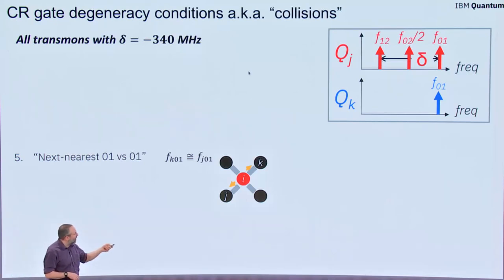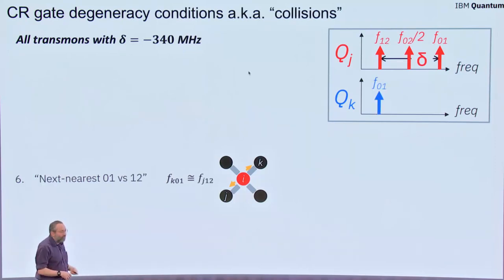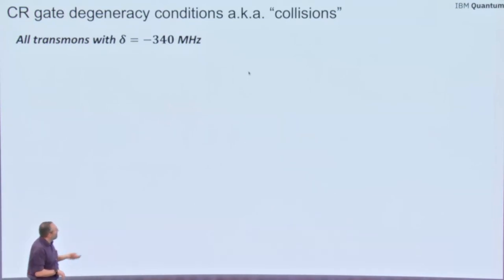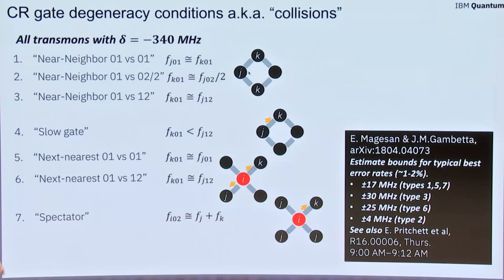So you could have a degeneracy between the 01s or a degeneracy between the 01 and the 1-2 of next nearest neighbors. And we also have to consider interactions between three qubits, where you could have a two photon excitation that would lead to a degeneracy between two qubits and another one's 02 state. So we call these so-called frequency collisions or frequency crowding. And I've listed here effectively seven types of these cases that we have to avoid when we set the frequencies for our qubits in a multi-qubit lattice.